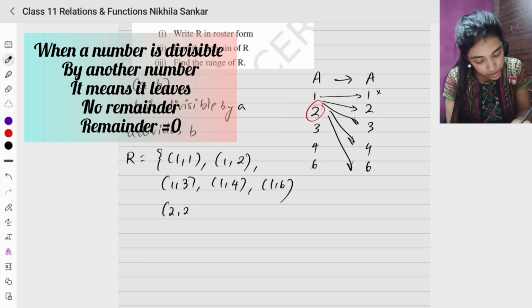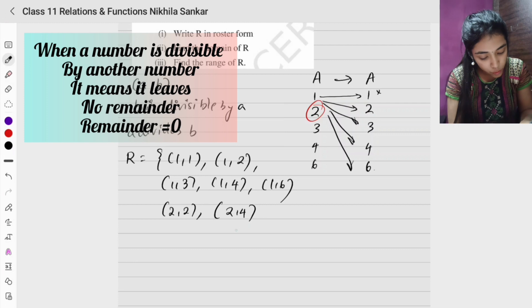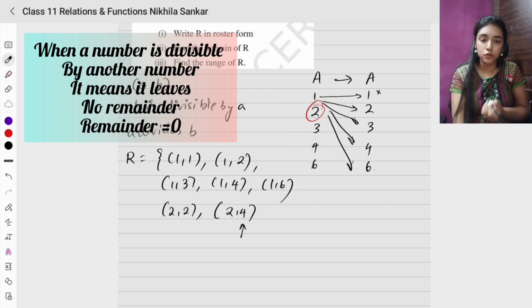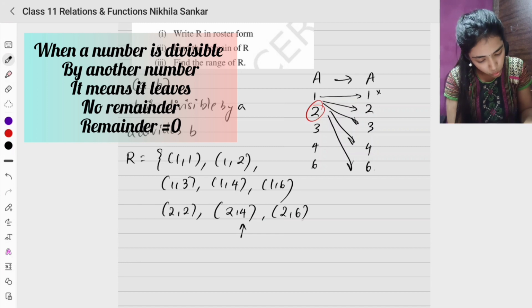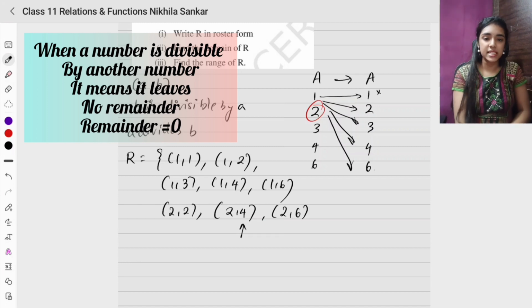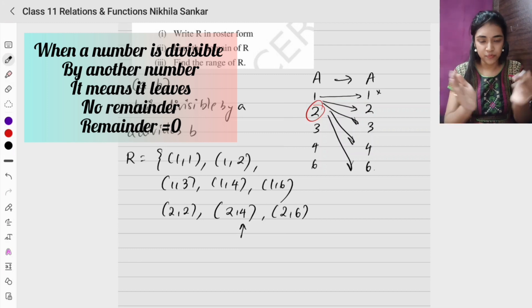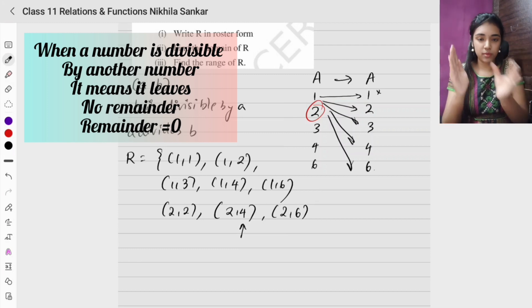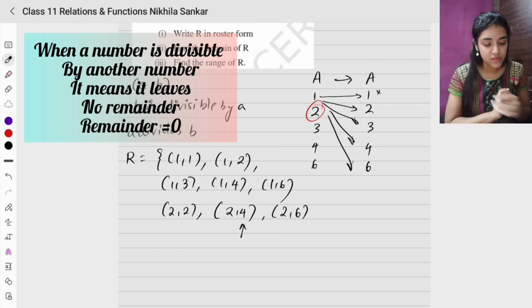Now (2, 2). Yes, 2 is divisible by 2. Then (2, 3). It is not divisible. Then (2, 4). Yes, 4 is divisible by 2. 4 divided by 2 is 2, a natural number. Okay. Now (2, 6). That is also possible. 6 is divisible by 2. That means 2 divides 6 three times. Correct? Can 6 be split by 2? 2, 2 and 2. So you can split it into three 2s. So it is divisible. Okay?